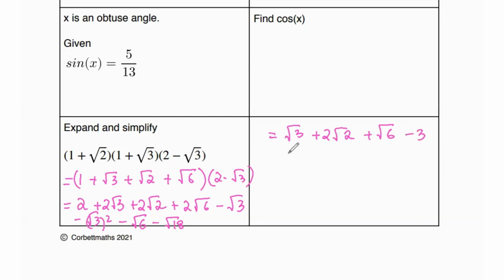So negative 3 plus 2, and root 18 can be simplified to 3 root 2 because 18 is 9 times 2, and 9 is a square number. So 9 comes outside as 3 and 2 remains inside. So 2 root 2 minus 3 root 2 is negative root 2, plus root 3 plus root 6, and we have negative 1. So that's your answer.